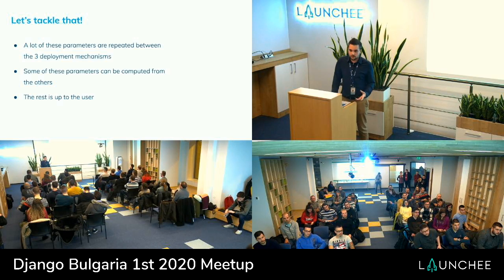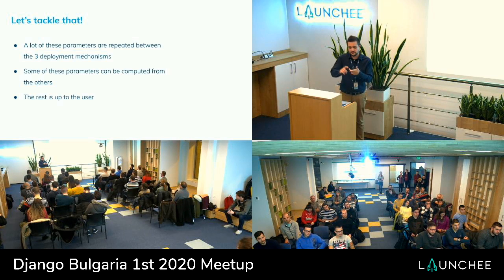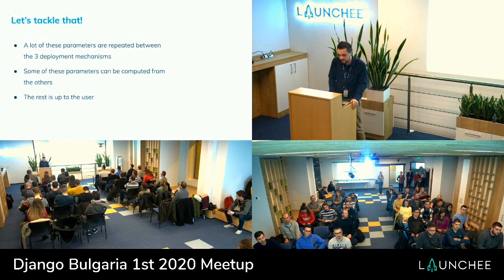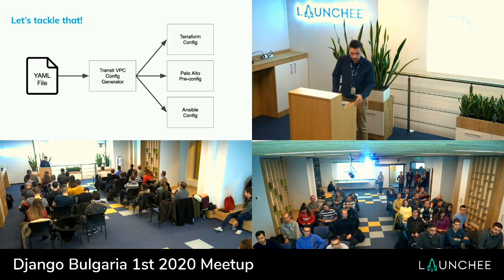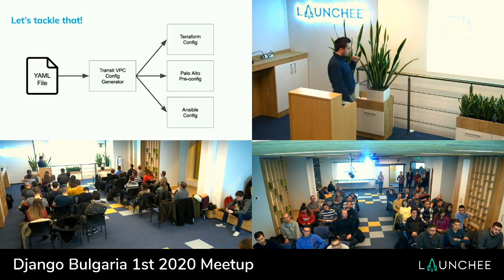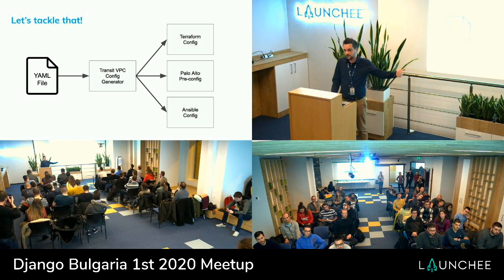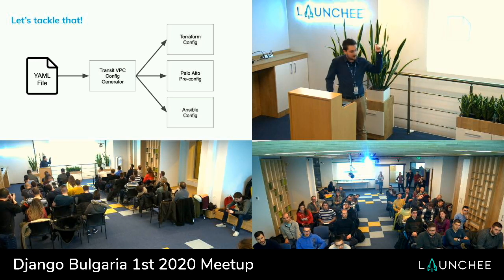And the rest of the parameters are all about the naming of the device and where it should live on the network. This is up to the user or network engineer. So how we tackle that: again, with a YAML file as an input, where we have the Transit VPC config generator, which is going to itself generate configuration files for Terraform, for the Palo Alto, and for the Ansible.